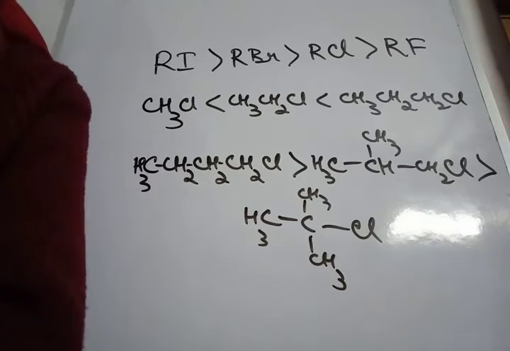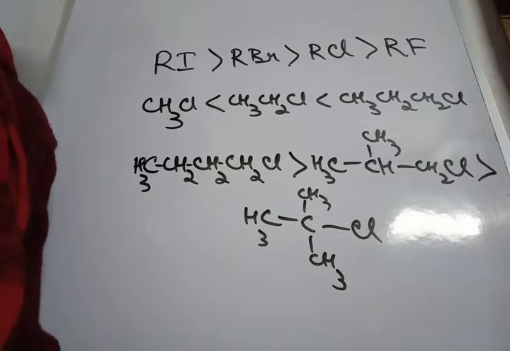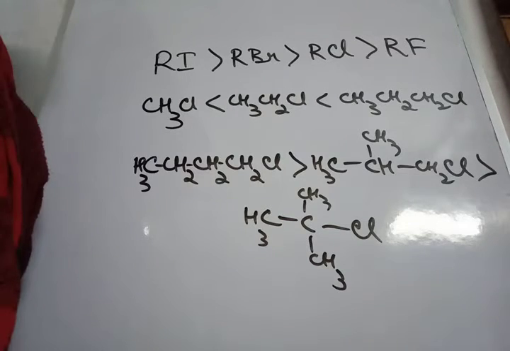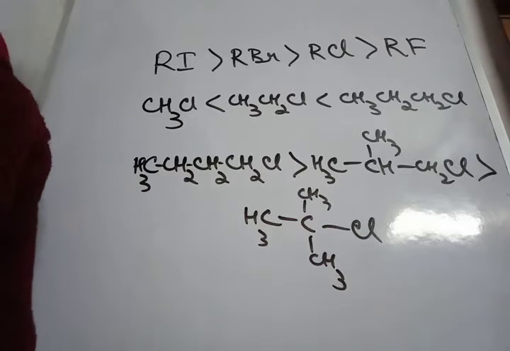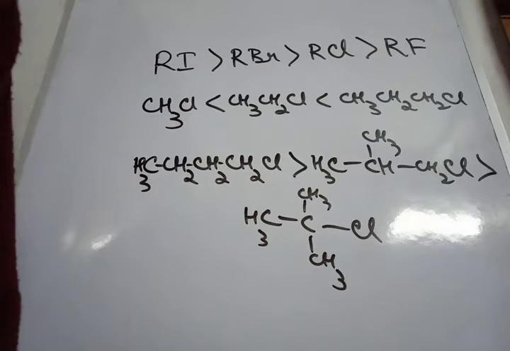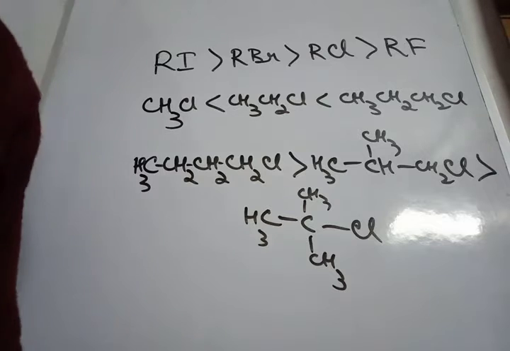Next point is dipole moment. Polar character and thus dipole moments decrease from chloro to iodo derivatives due to decrease in the electronegativity of the halogen. Fluorides, however, have lower dipole moment than chlorides. This is because of the smaller C-F bond length, which outweighs the effect of greater electronegativity.